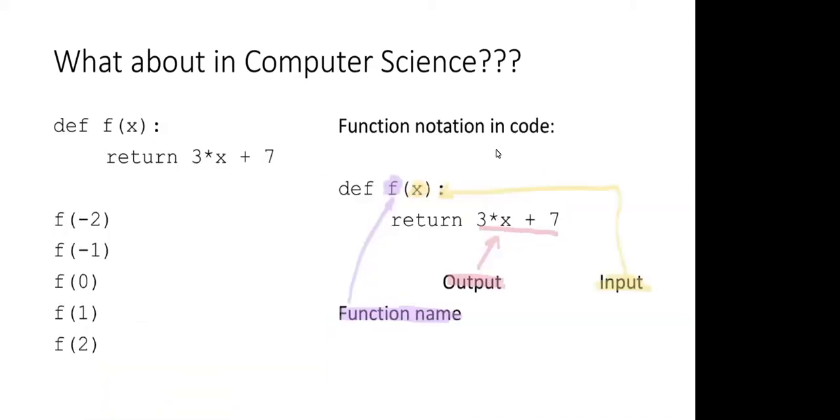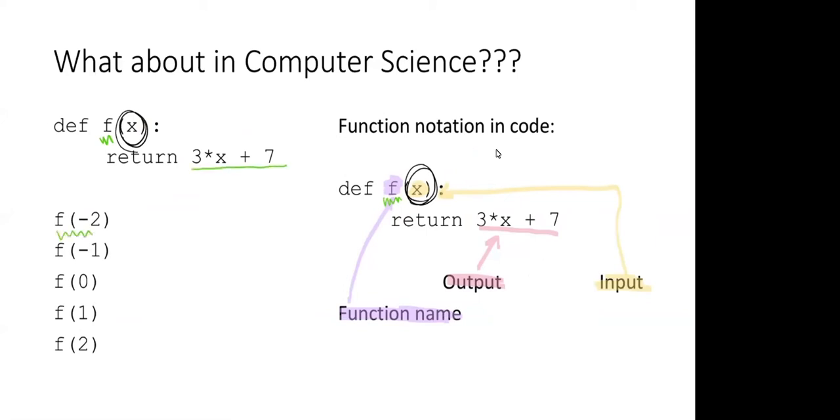So let's just finish up this analogy where we connect a function in computer science and a function in math. Keep in mind the function name, input, and output. So remember our function name is f. Our input is x, and we return this output right here.